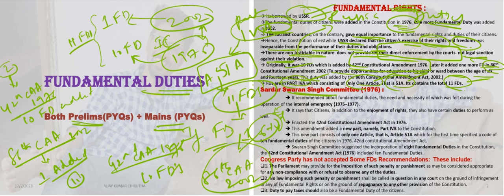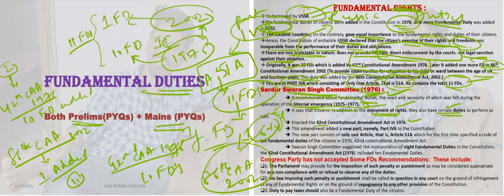There is a committee, the Swaran Singh Committee, 1976. The Swaran Singh Committee recommended the fundamental duties for the first time. During the internal emergency in India, 1975 to 77, the Swaran Singh Committee was set up. They recommended adding the fundamental duties. The committee said that the enjoyment of fundamental rights comes with certain duties also. If a person is enjoying the fundamental rights, they should have certain duties to follow and perform to balance the rights and the duties in the country.